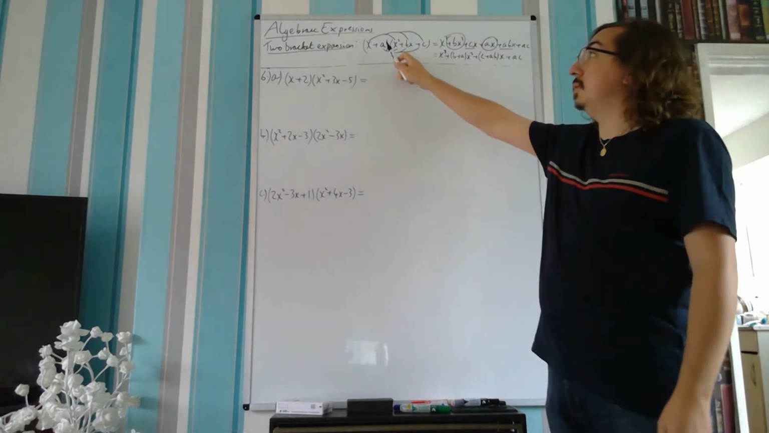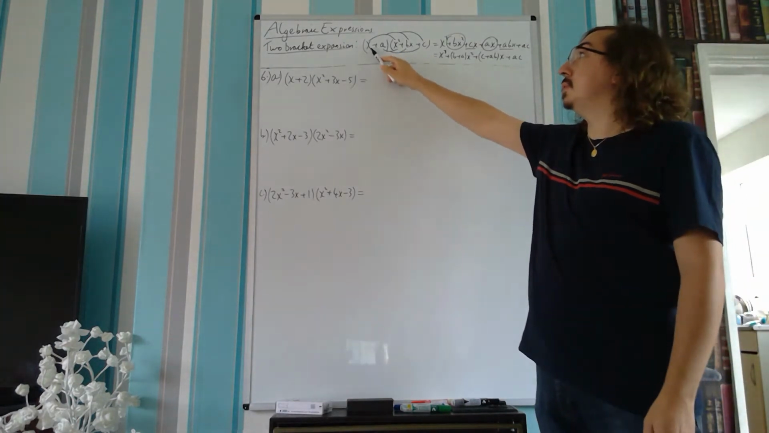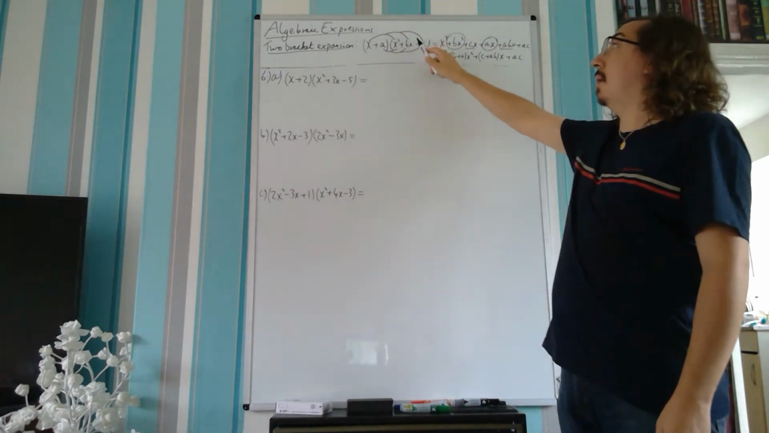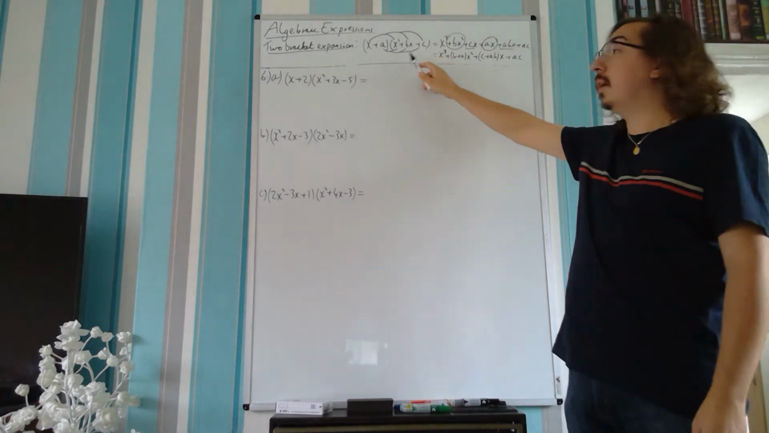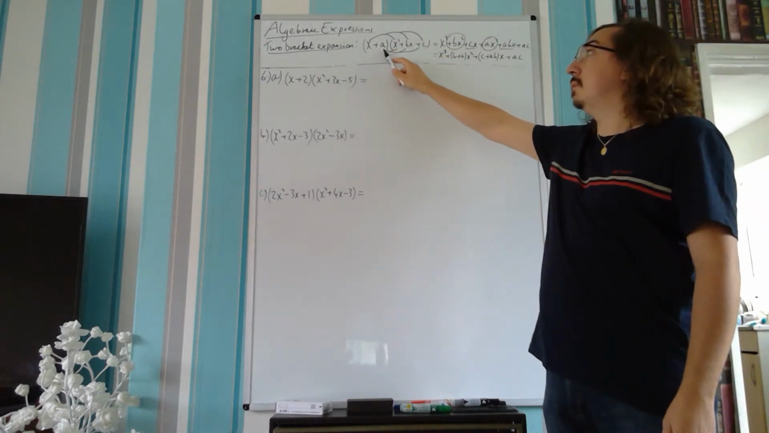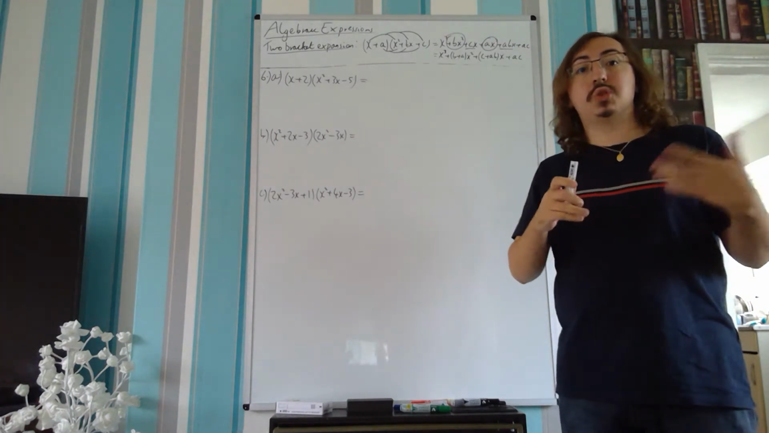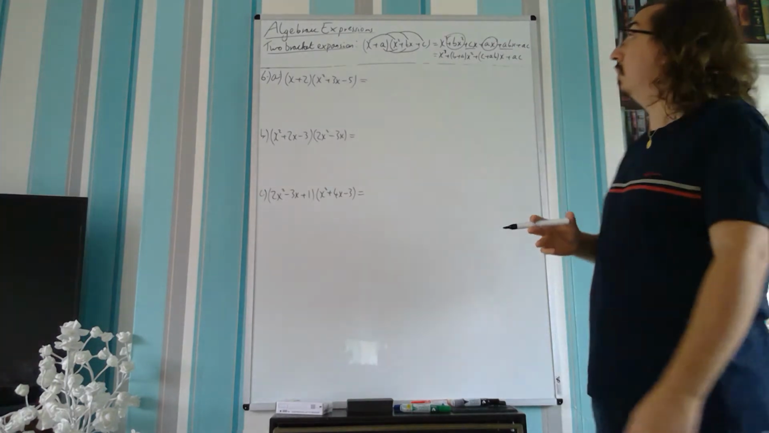Now, an easy way to do this, I find, is to take the first expression in the first bracket, so in this case x, and then multiply it by all the terms in the second bracket. Then take the second term in the first bracket, multiply that by all of the terms in the second bracket, and so on if there are further terms.